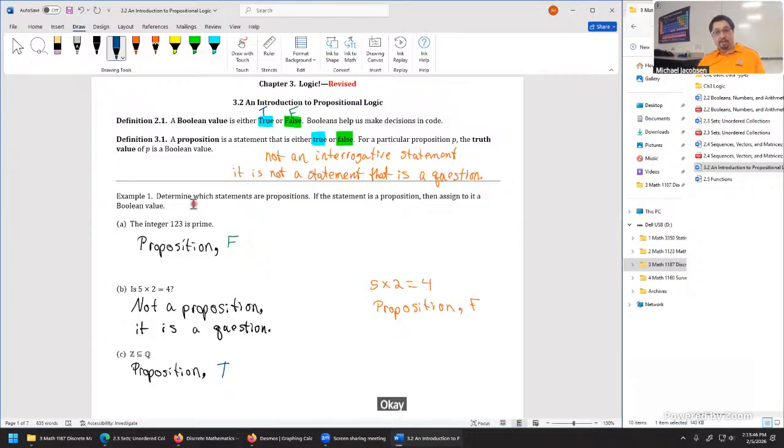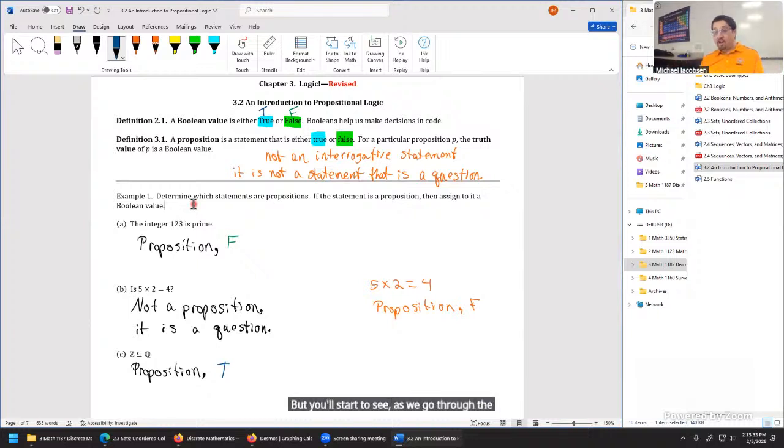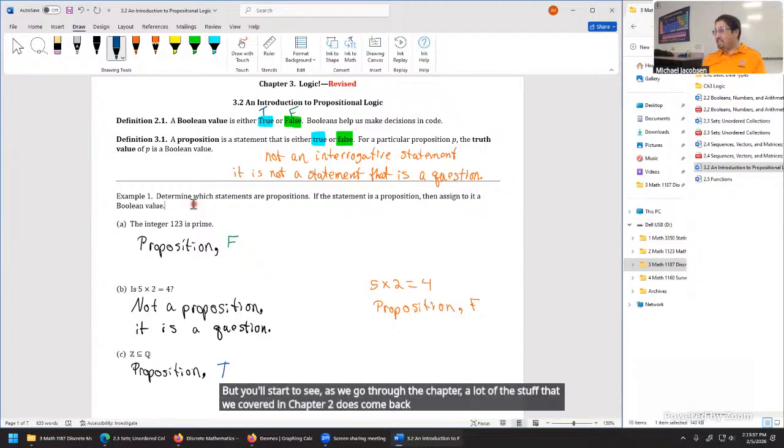Okay, well, this will be a pretty fun chapter. Again, it's really changing gears quite a bit. But you'll start to see as we go through the chapter, a lot of the stuff that we covered in chapter 2 does come back. So we're kind of planting the seeds for things that we needed later on.